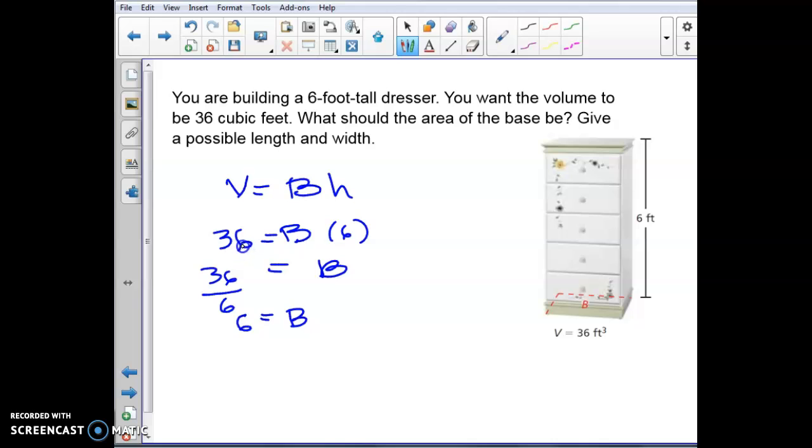Now it says, give a possible length and width. So what are the possible combinations here? The base could be a 2 by 3 rectangle, right? Other factors could be maybe 1 foot by 6 feet. So there are different possibilities as long as when you multiply them, they equal 6.